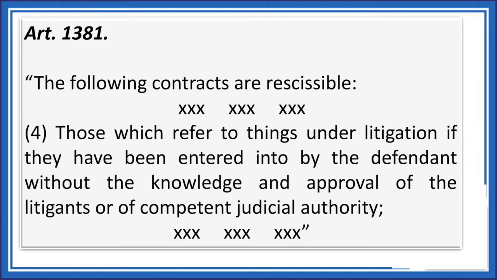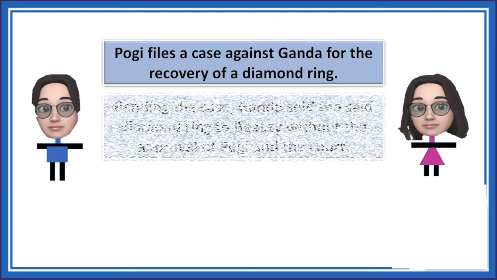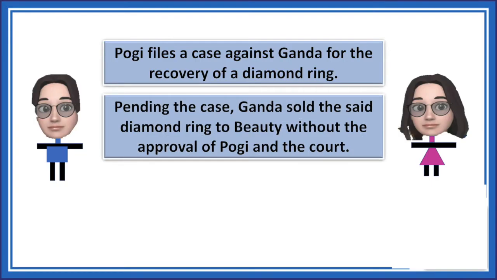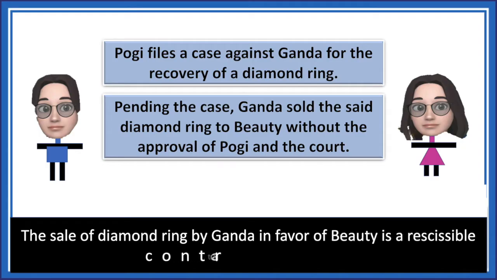So, example, if si Pogi, he files a case against Ganda for recovery of a diamond ring. So, pending litigation, itong si Ganda, ang ginawa niya, binenta niya yung diamond ring to Beauty without the approval of Pogi or wala ding approval ng court. And so, yung sale ni Ganda ng mismong diamond ring in favor of Beauty can be rescinded. It is actually a rescissible contract. So, pwede siyang ma-rescind at Pogi's instance doon with the original litigation unless nga si Beauty acted in good faith.